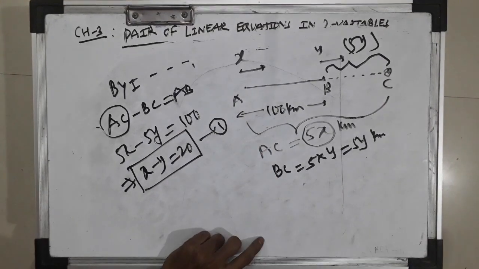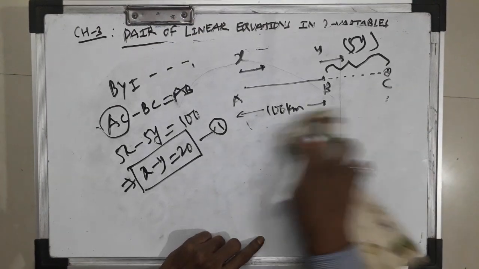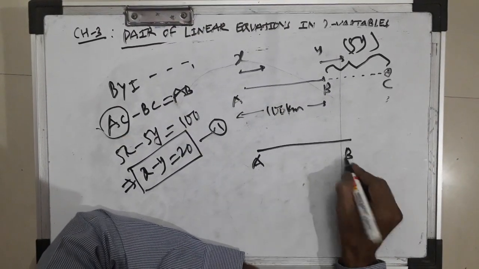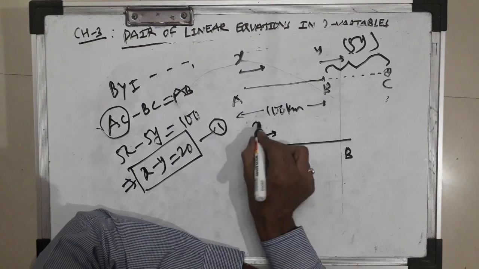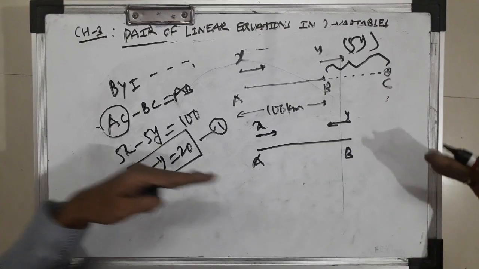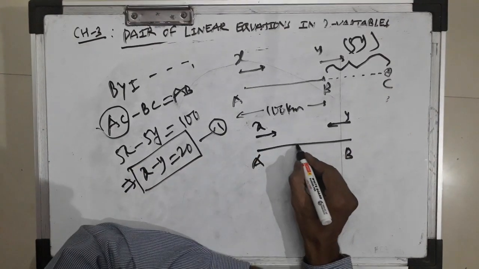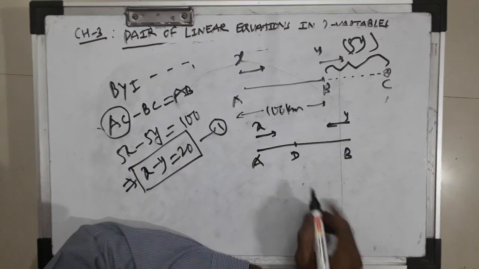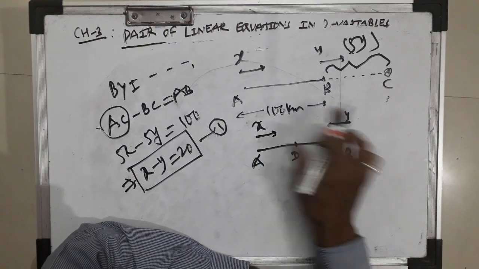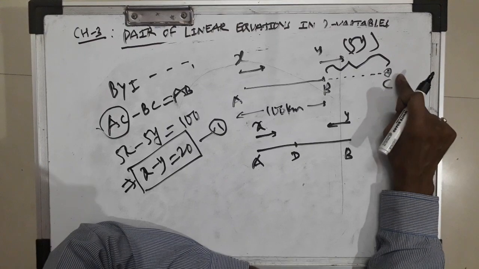Now if both the cars are moving in the same direction, in this distance between the same stations A and B, if these two cars with the same speeds x and y are moving in opposite directions, they will meet at point D, suppose after 1 hour. Definitely the speed of x must be greater than y, otherwise they are not going to meet here.